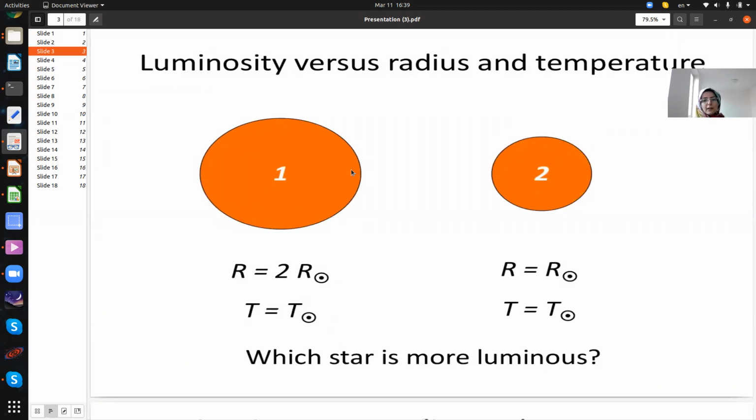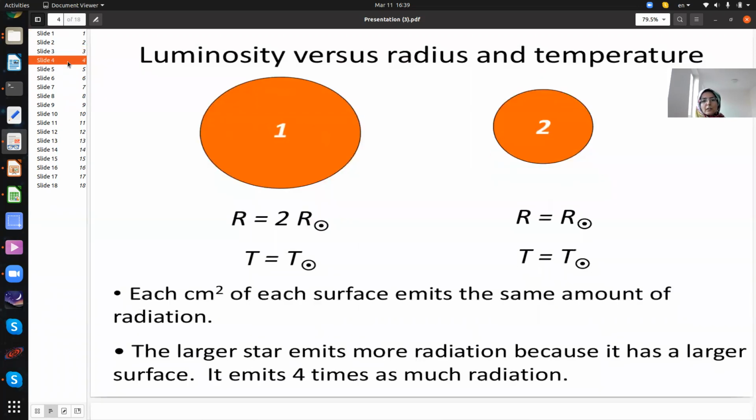If we have two stars with different radius, for example, this star has two times more radius than this star, how is the luminosity between them? We see that each square centimeter of the surface emits the same amount of radiation. If we have the larger star, it emits more radiation because it has a larger surface. It emits 4 times as much radiation.